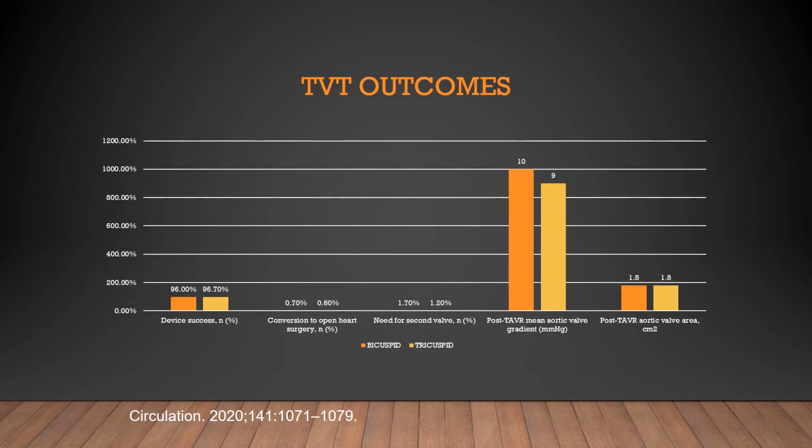Interestingly, also, what they found in the TVT registry was that the device success was similar, whether the patient had a tricuspid or a bicuspid valve. There was no difference in conversion to open heart surgery. There was no difference in the need for a second valve, i.e., there was a concern, as we were alluding to, about placement of the percutaneous heart valve. There obviously was no need for more valves to be implanted in patients with bicuspid aortic valve.